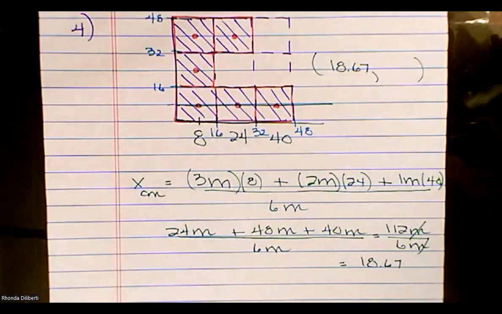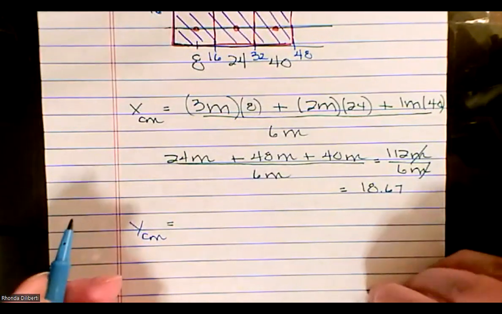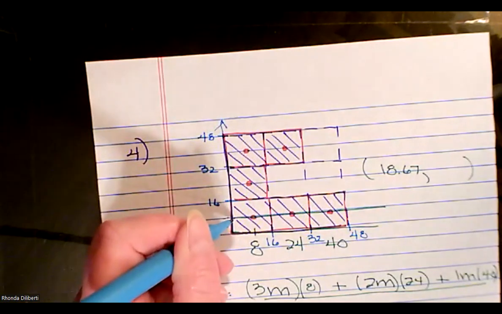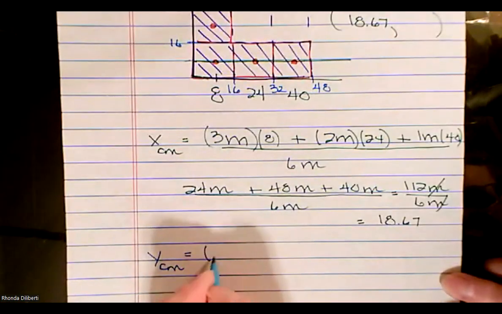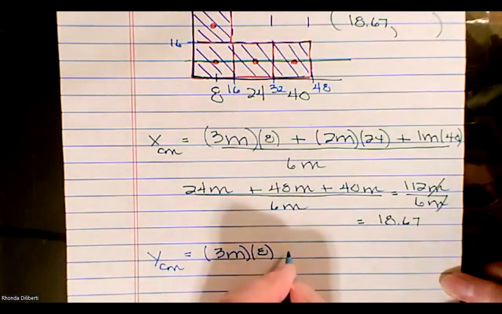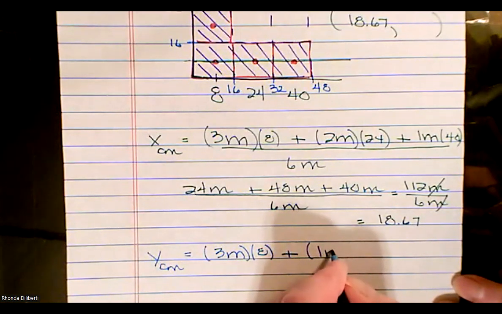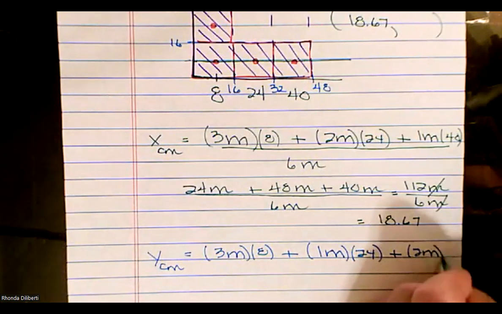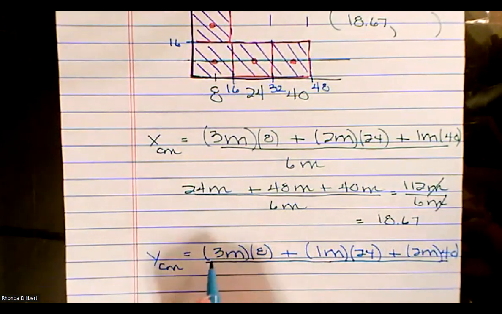All right, the y coordinate is going to be, so let's move this up for you a little bit. So this time I'm going to walk up the y-axis, and I get to position 8. And I have three pieces at y equals 8. So I have three M's at 8. I keep on walking, and when I get to 24, I have one piece at the 24 position. And then I have two pieces at the 40 position. All divided by 6M again.